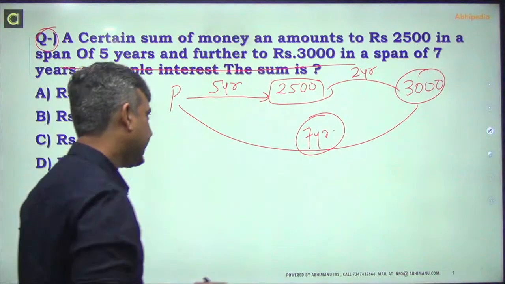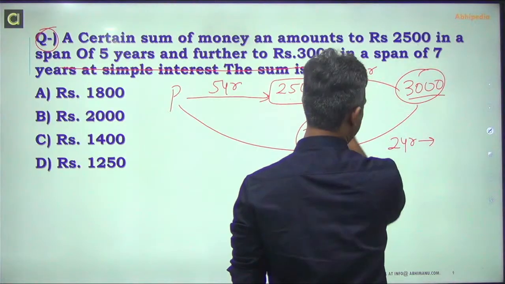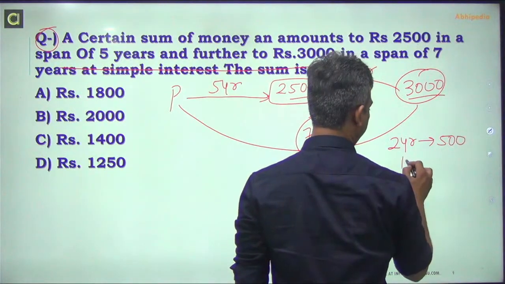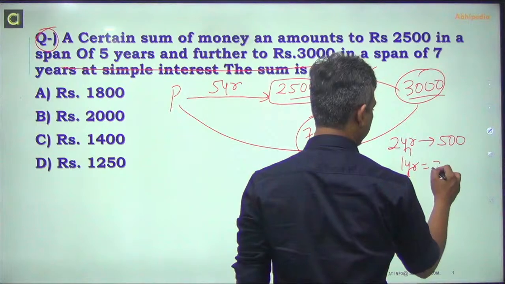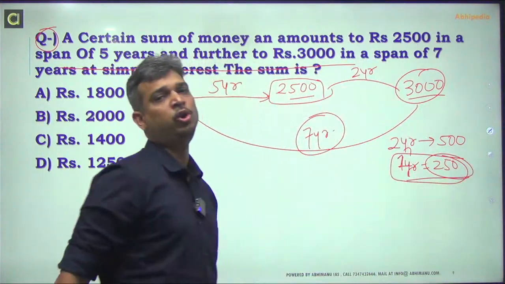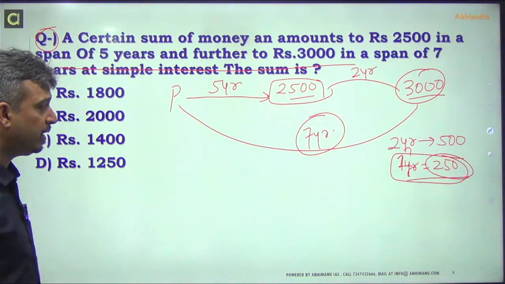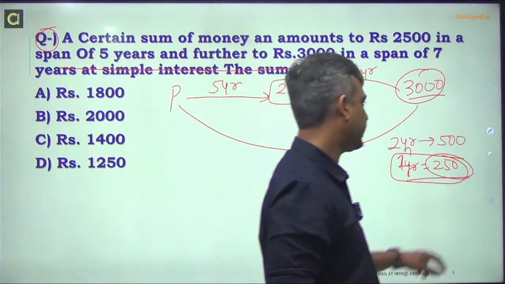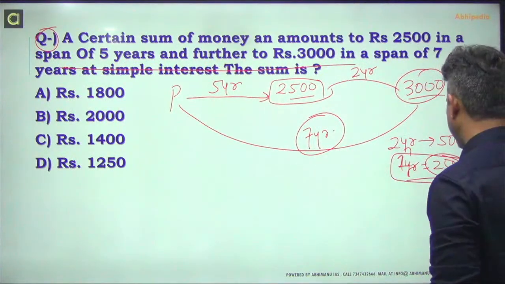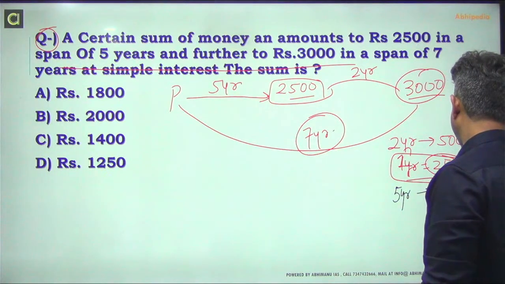So you can say that in 2 years, we are getting a simple interest of 500. In 1 year, we are getting 250 rupees as simple interest. So if in 1 year we get 250 as interest, in 5 years what are we getting? In 5 years, we are getting interest of 250 into 5, which is how much?